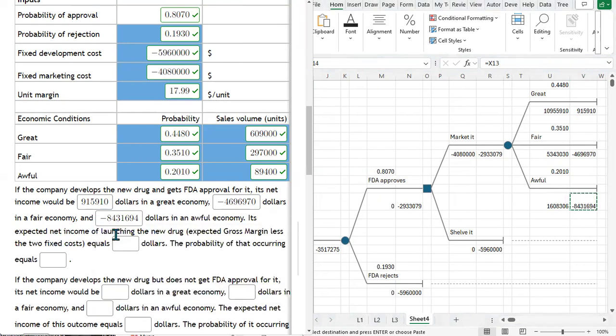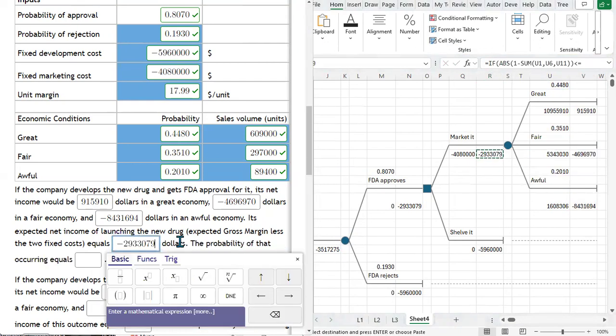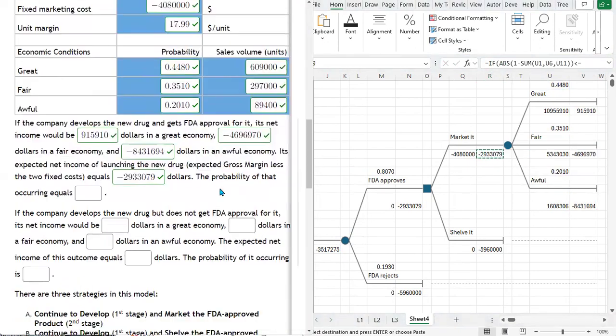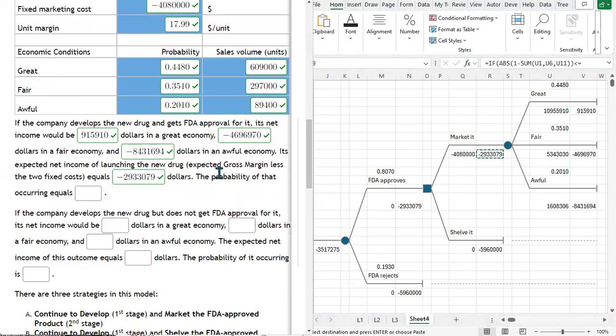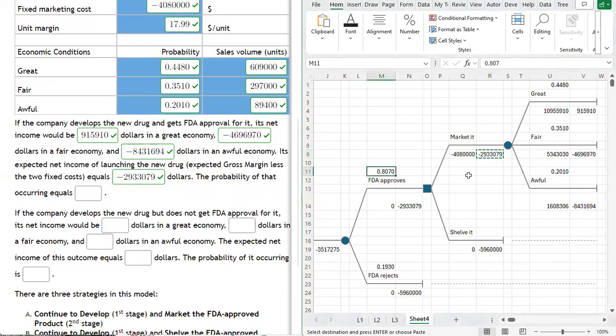Its expected net income of launching the new drug equals what? Well, that's this value here, right? The probability of this occurring is 0.8070.